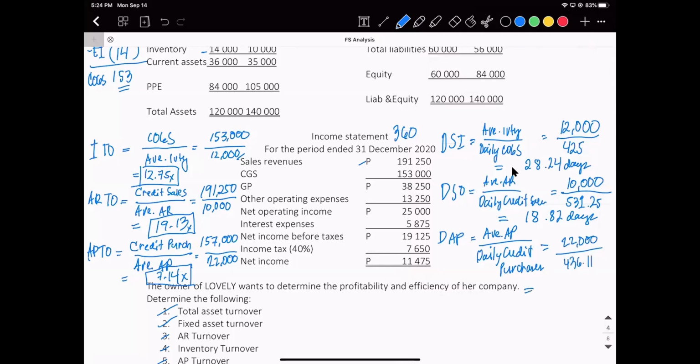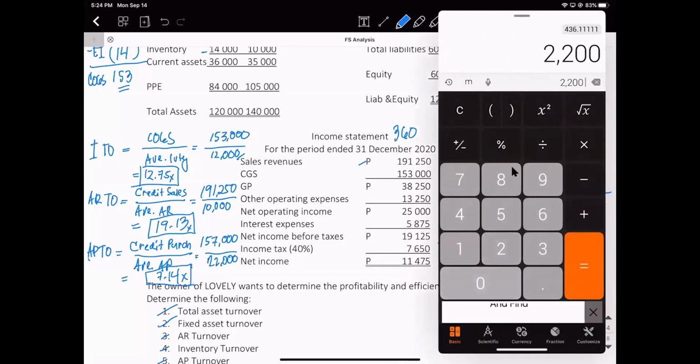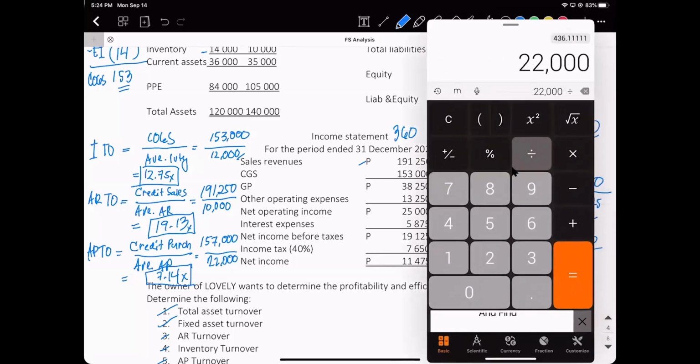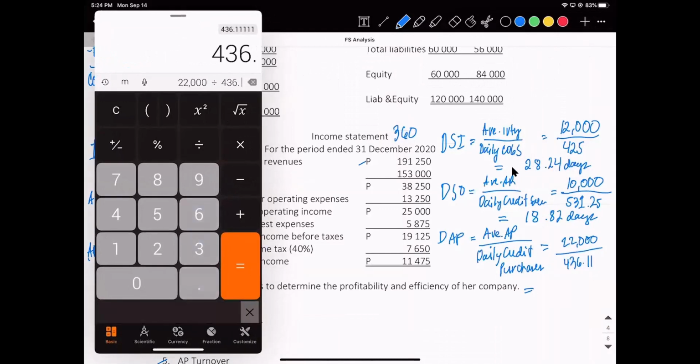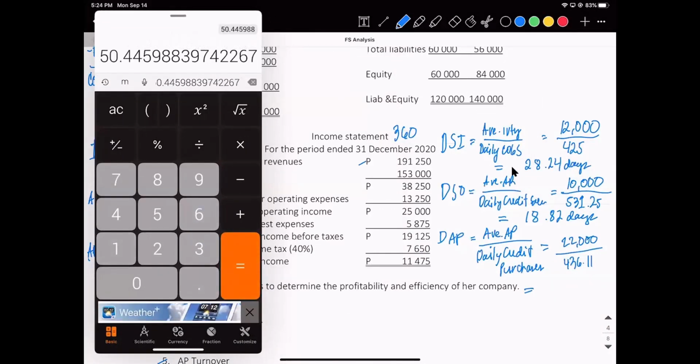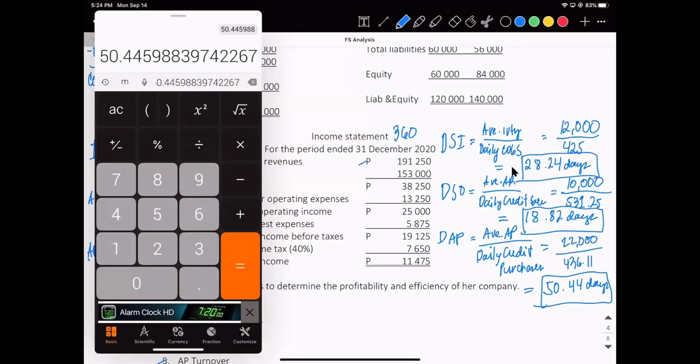So our days in AP is 22,000 divided by 436.11. Okay, so we have 50.44 days. Yeah. So these are your answers. Okay, so how do we interpret this?